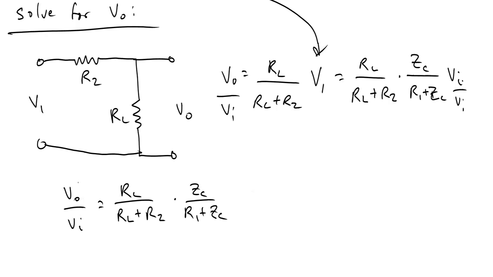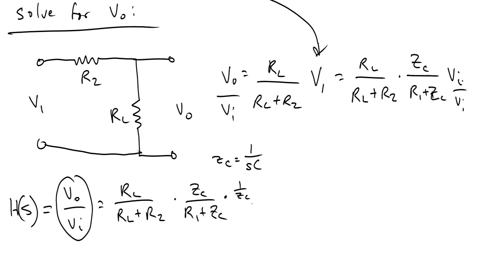So what does this look like? This looks like what we defined as H of S before, the transfer function. So we're in good shape here, but let's take it a step further. Remember we were talking about how ZC, the impedance of a capacitor, is actually 1 over SC. So let's clean this up one step. Let's multiply the top and bottom of this fraction by 1 over ZC.